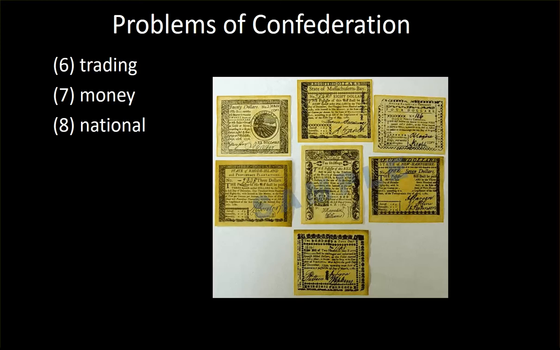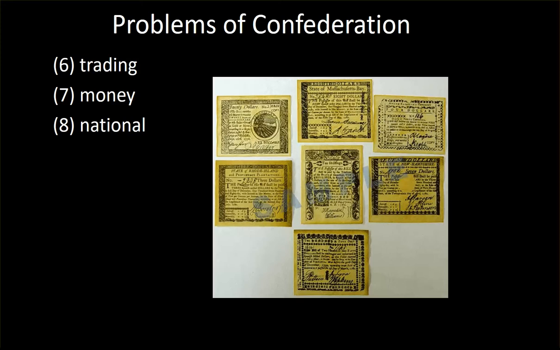One of the biggest problems was money. The new United States was in a tremendous amount of debt. To pay for the war, Congress had sold government bonds and then paid its soldiers and a lot of its suppliers in basically IOUs.